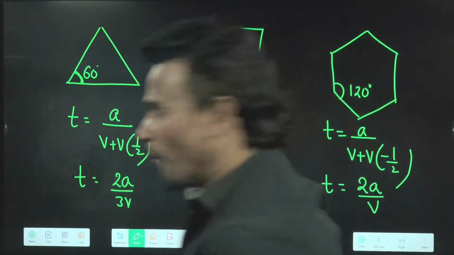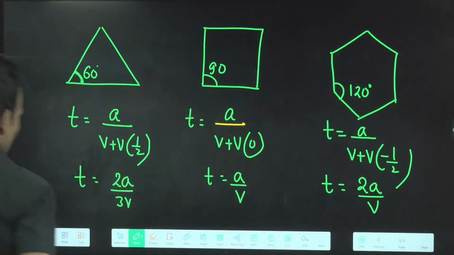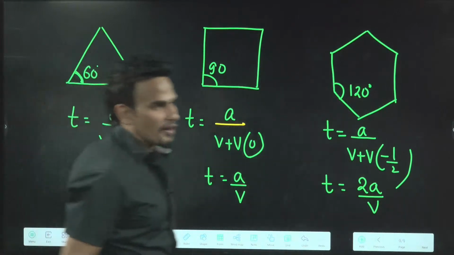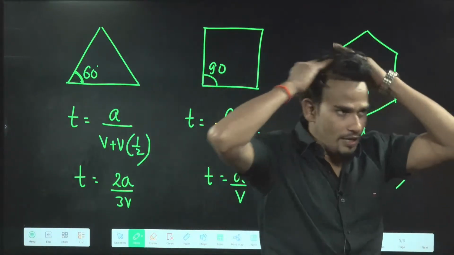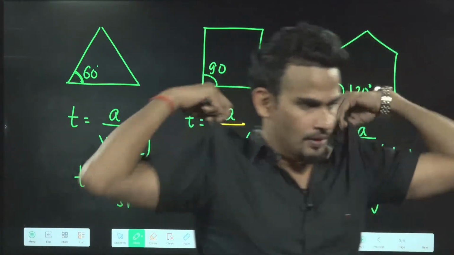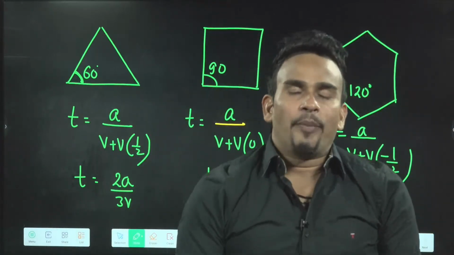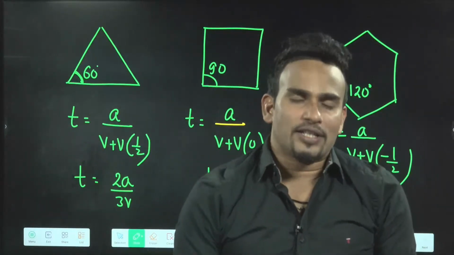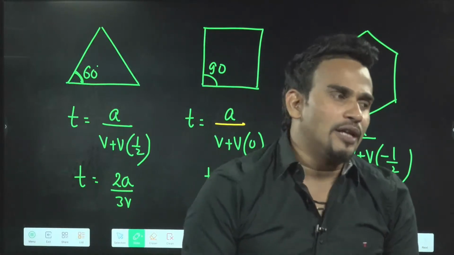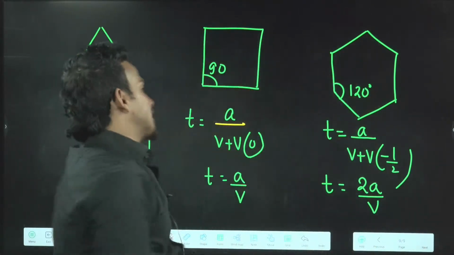Okay, no problem, leave all this. This is how we have talked about this situation. We'll further move towards one last situation from here. So time taken will be A upon V plus V cos theta. This is the master formula. Depending on theta, you will get the answer. We'll move to the next part, the last question from here.